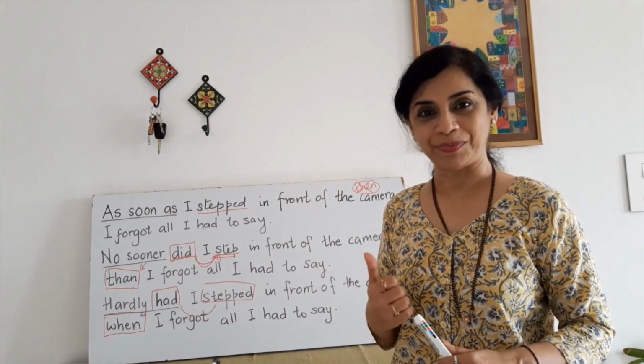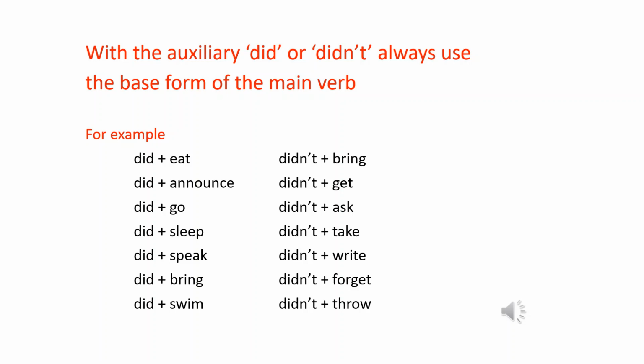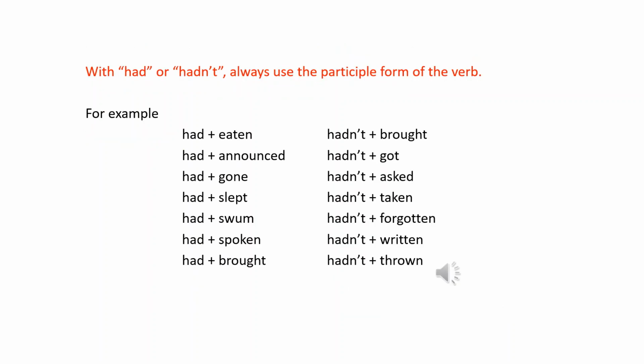Alright? Let's move on. With the auxiliary did or didn't, we always use the base form of the verb. For example, did eat, didn't bring, did announce, didn't get, did go, didn't ask. With the auxiliary had or hadn't, we use the participle form of the verb. Had brought, had eaten. I had read that book last year.